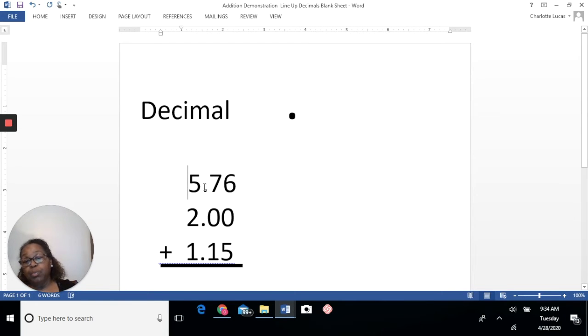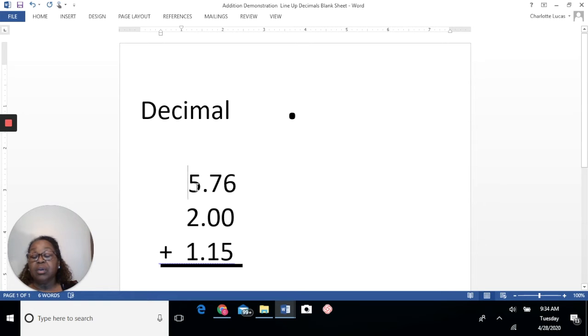Now, when the decimal point lines up, we can add these numbers together because we will get the correct answer. And when you answer a math problem and you have your line, you should always make sure that your answer stays in the place that you were adding. So there is a ones place and a tens place.